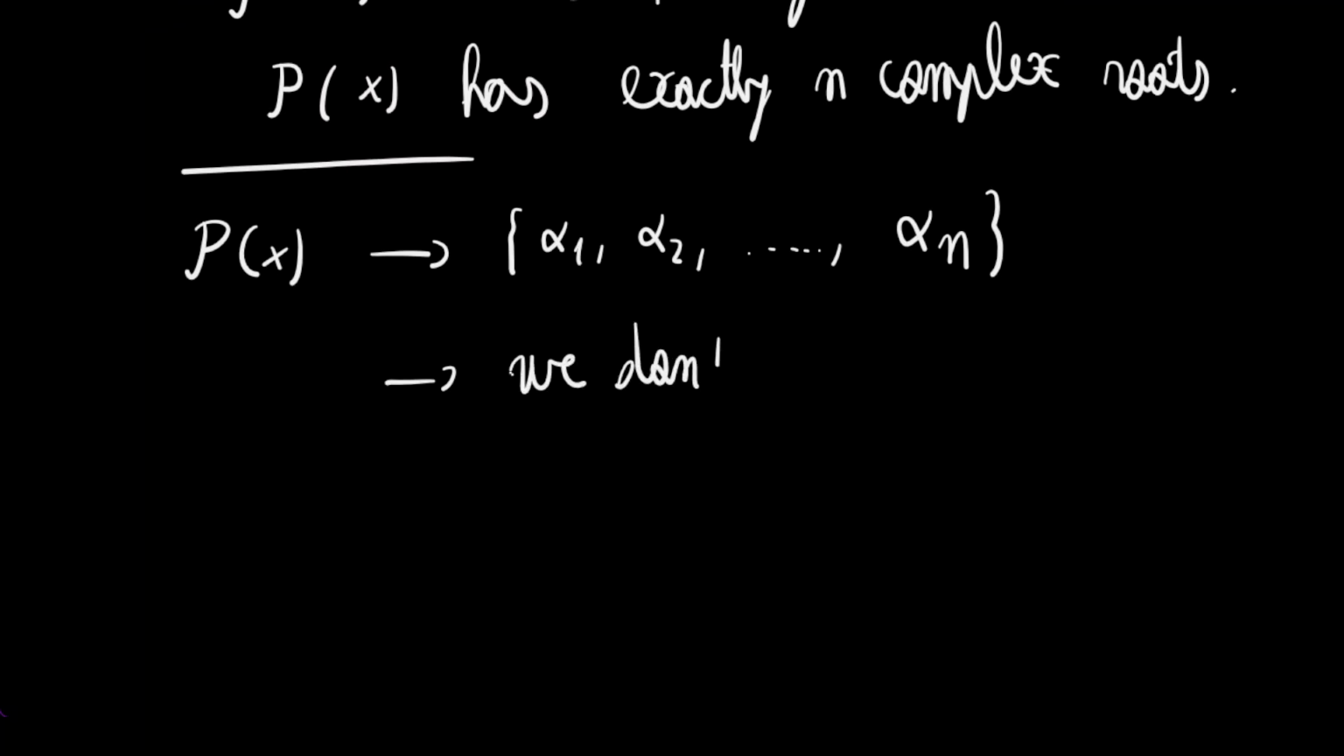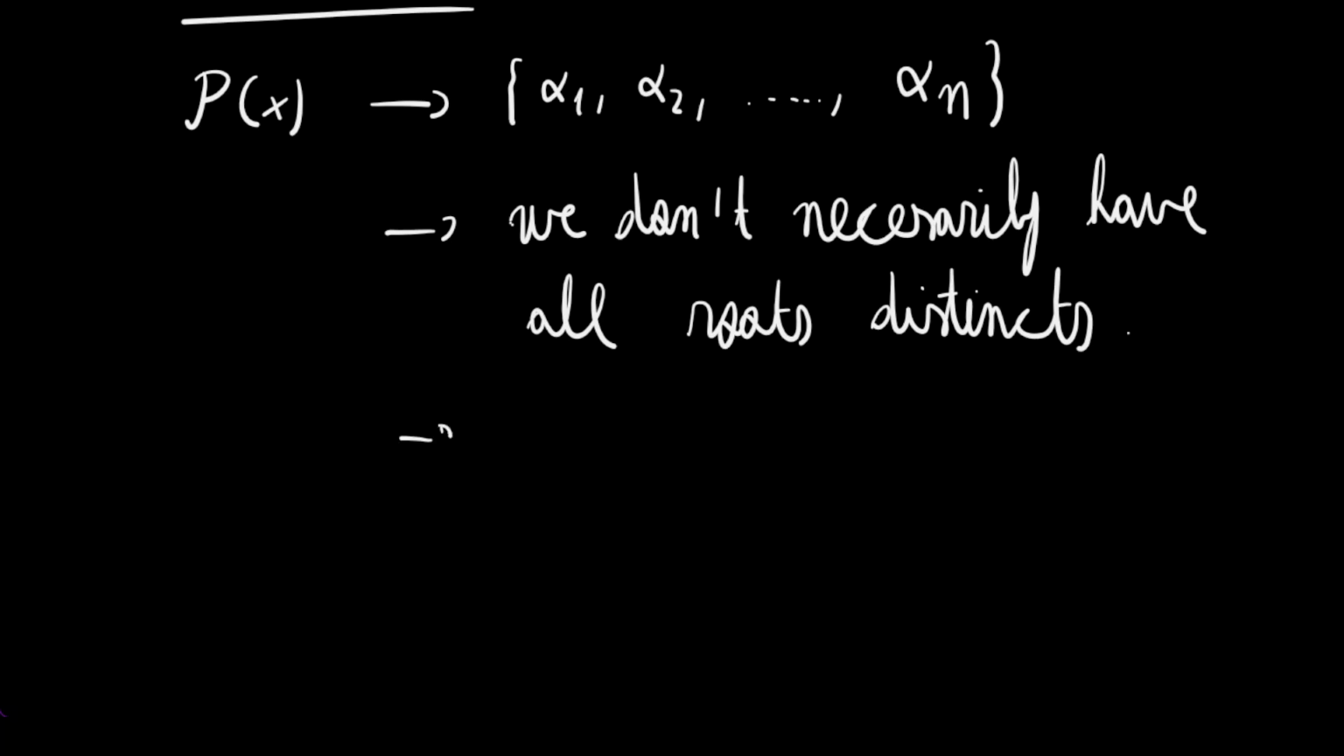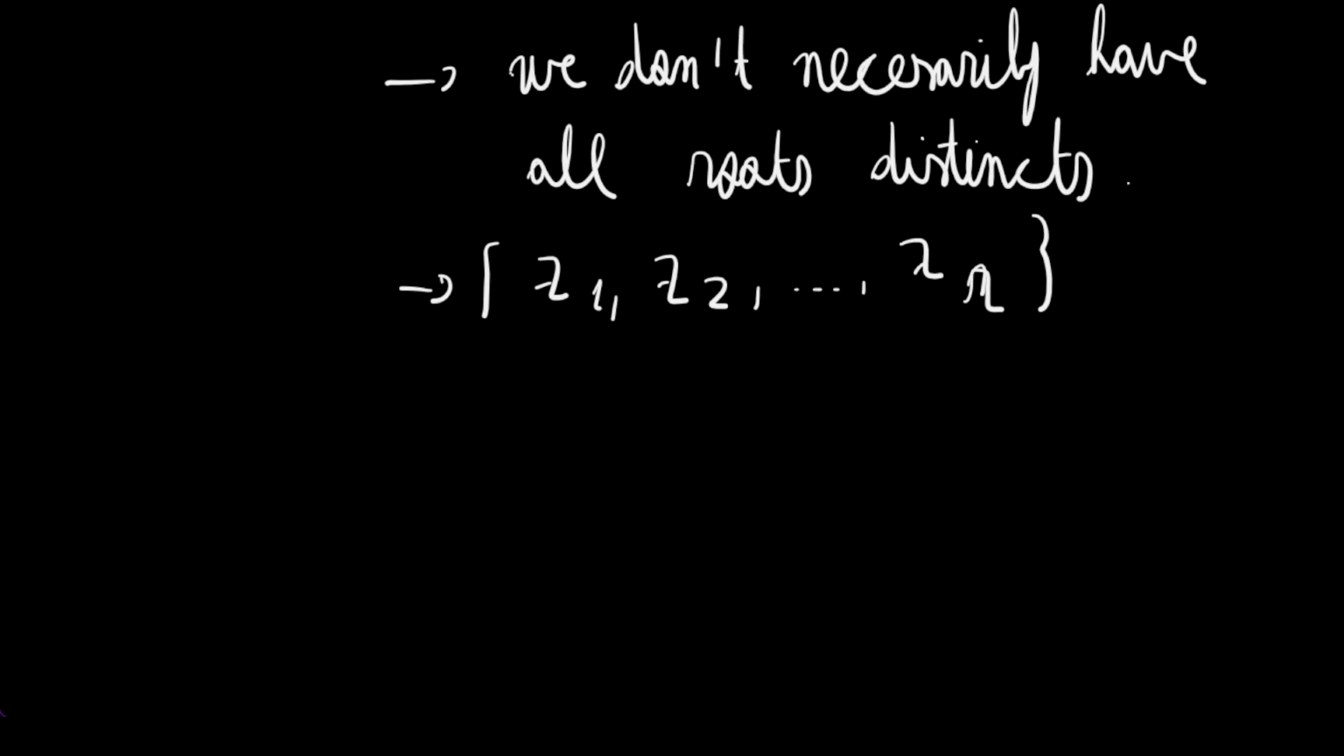We don't necessarily have all roots distinct. If you would like to write the distinct ones, you can say that you have the roots lambda 1, lambda 2, ..., lambda r, and each has some multiplicity. So you have m1, m2, ..., mr, which says how many times each appears.